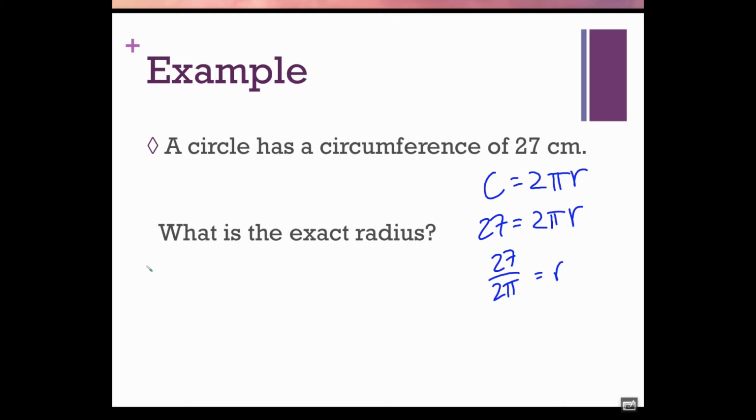Can that be simplified at all? No. That's the exact answer. Any problems there? Notice, exact answer in terms of pi.